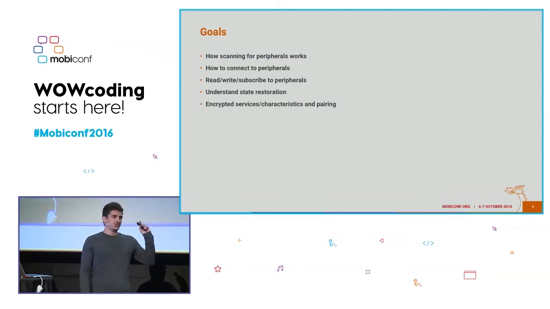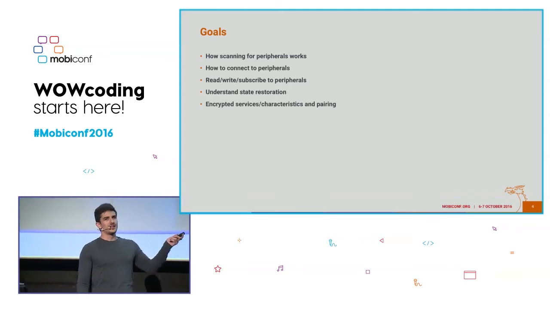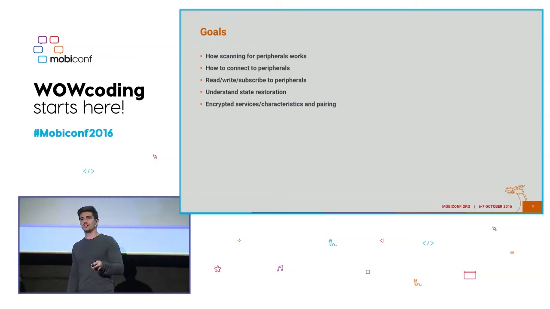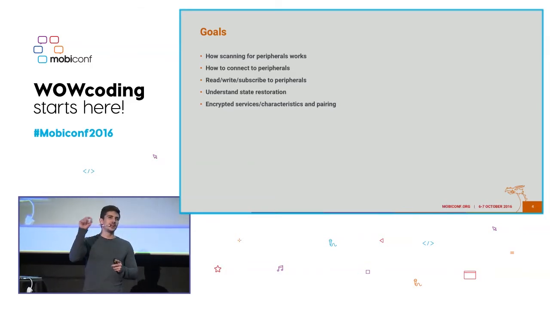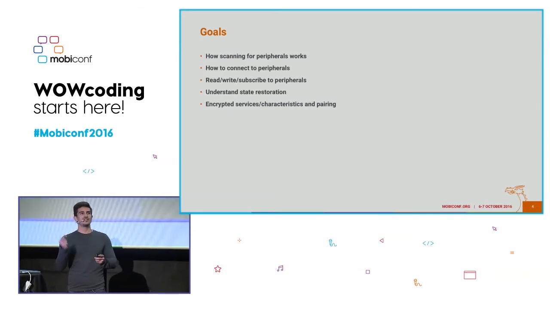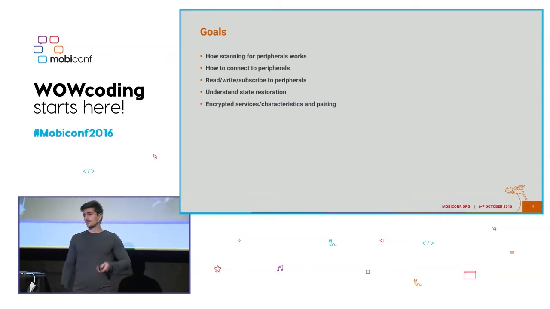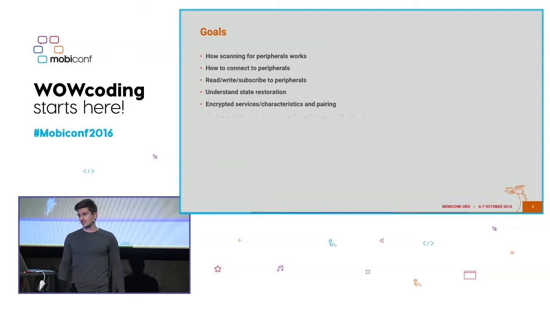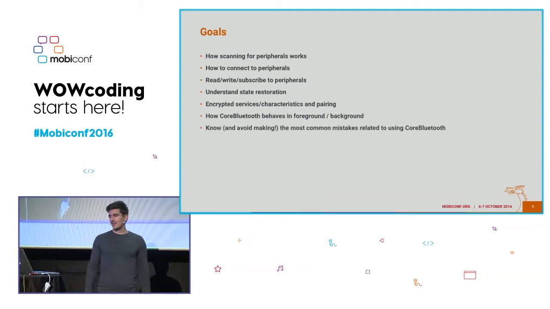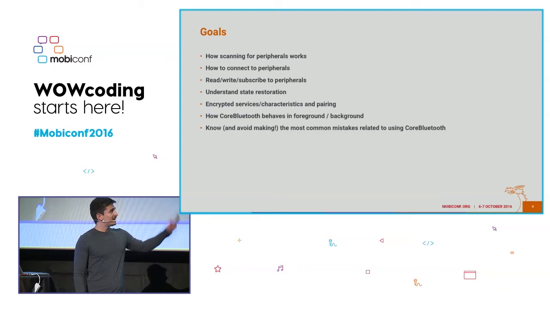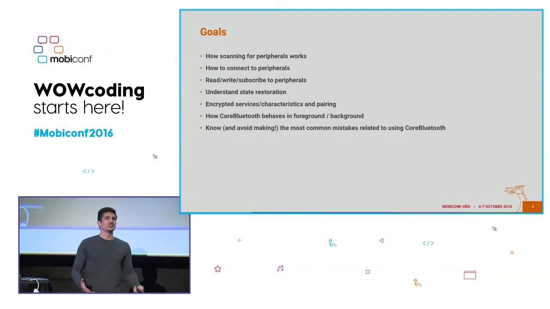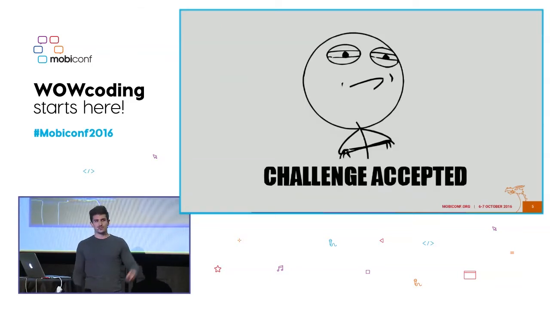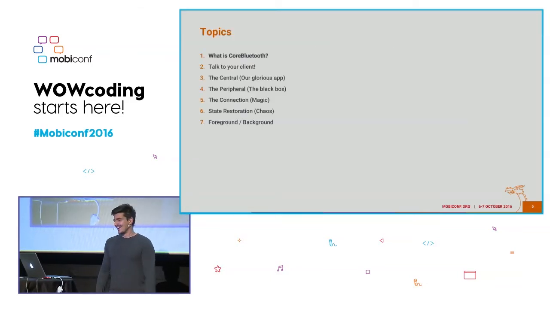We're going to talk a little bit about the fact that services and characteristics can be encrypted, and this will trigger a pairing request. If you go to your phone and you have a Bluetooth device, you can look into your settings table and see a little i next to it, and you can forget the device. That means the device is paired. It has a key that's stored on your phone, and we're going to talk about how to trigger that and what it changes, and how CoreBluetooth behaves in foreground and background, again to avoid the mistakes everyone would make just reading the Apple Docs and not having the experience of having worked with CoreBluetooth in the real world. So, challenge accepted, and let's go.